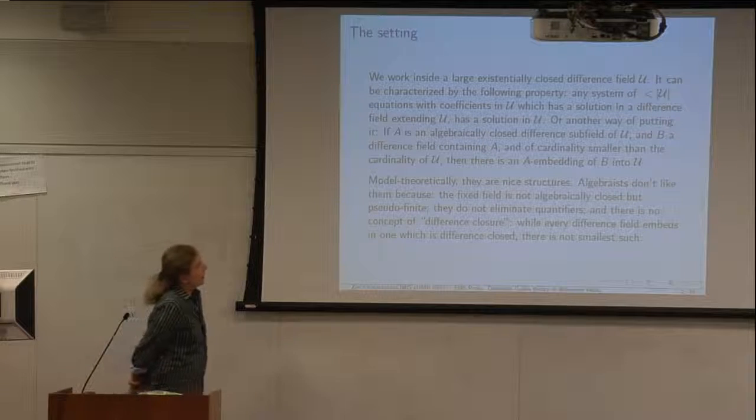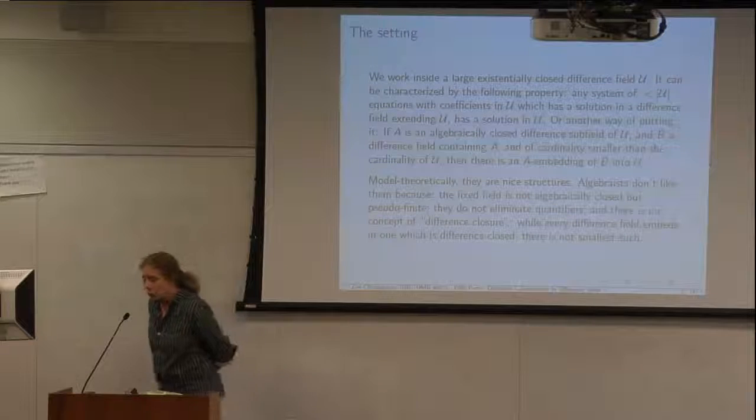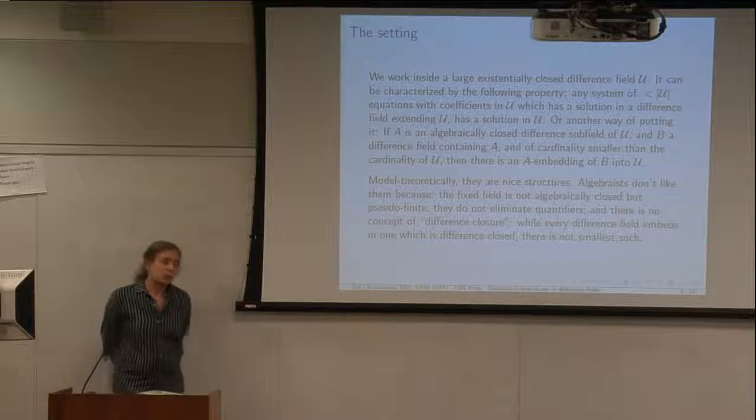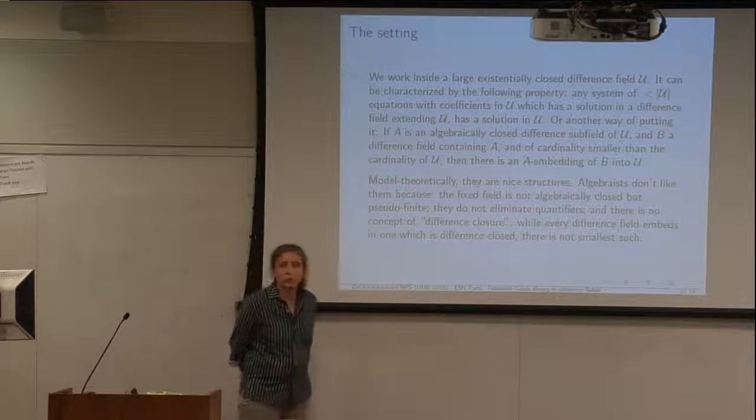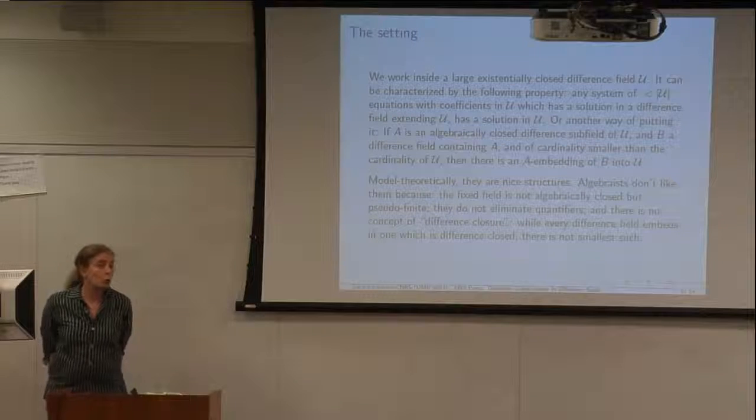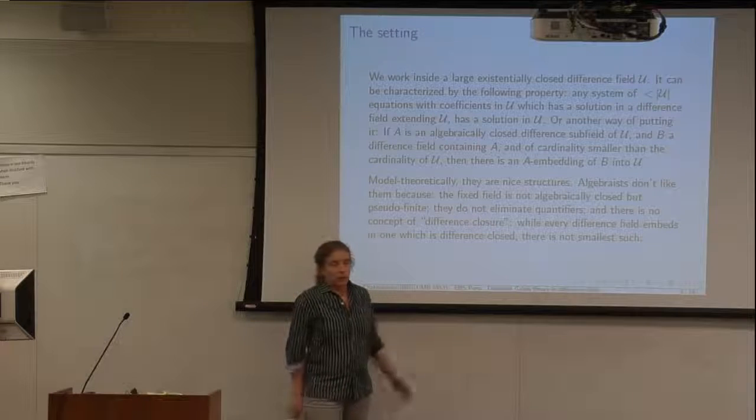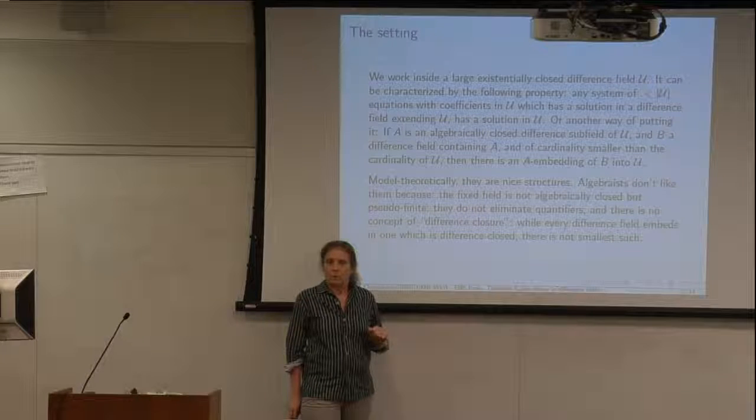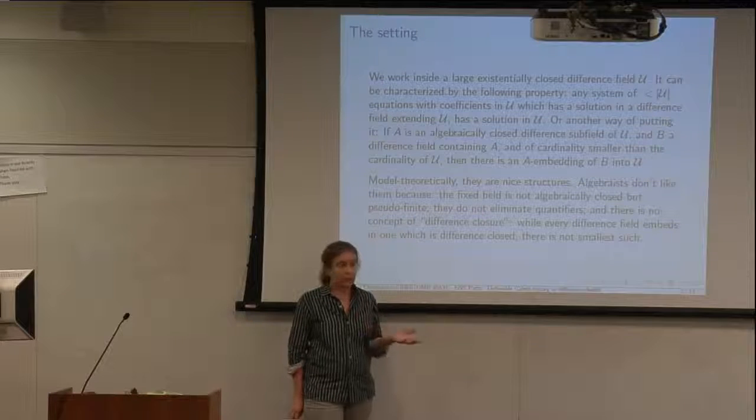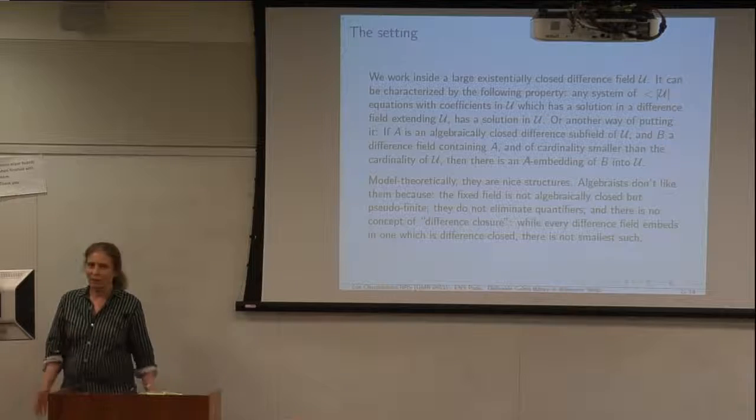The other thing they don't like about this is that there is no real concept of difference closure. While every difference field embeds into an existentially closed one, there is no smallest such. The reason is that, for instance, if you look at Q, where sigma is the identity, you need to extend sigma to the algebraic closure of Q. There are 2 to the aleph-0 ways of extending it. So obviously there is no prime model.